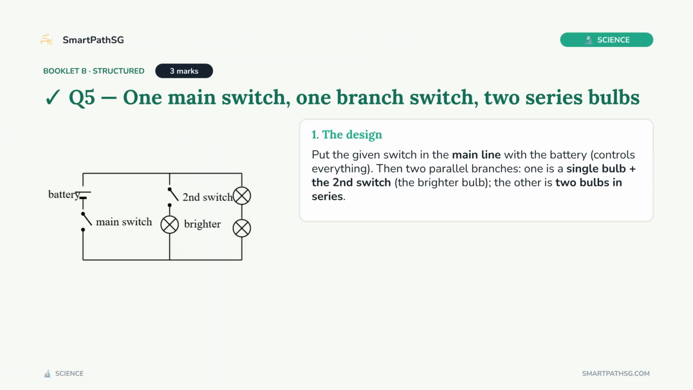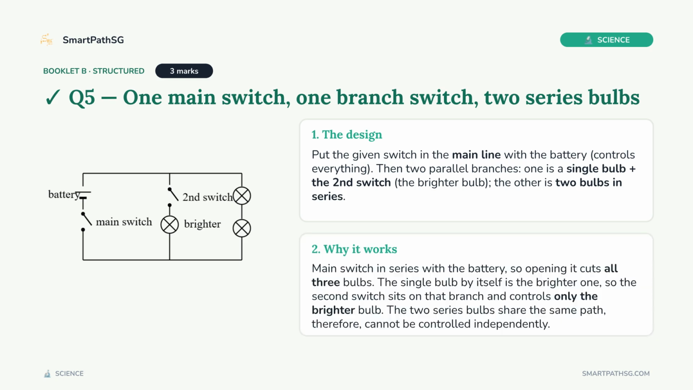First, the design. Put the given switch in the main line with the battery, that controls everything. Then 2 parallel branches. One is a single bulb with the second switch, the other is 2 bulbs in series. Why this design works. Main switch in series with the battery, so opening it cuts all 3 bulbs. The single bulb by itself is the brighter one, so the second switch sits on that branch and controls only the brighter bulb. The two series bulbs share the same path, therefore, cannot be controlled independently.